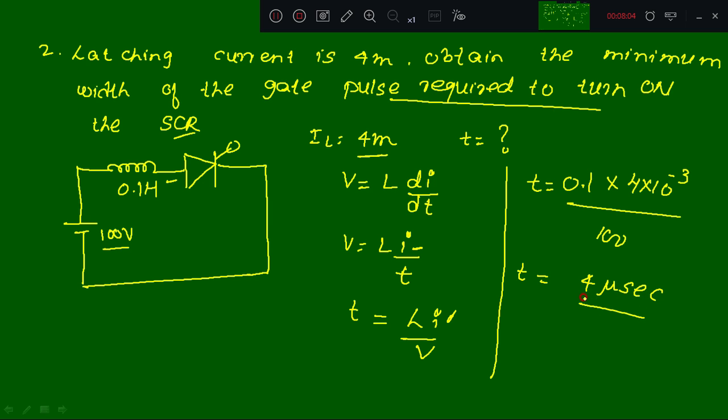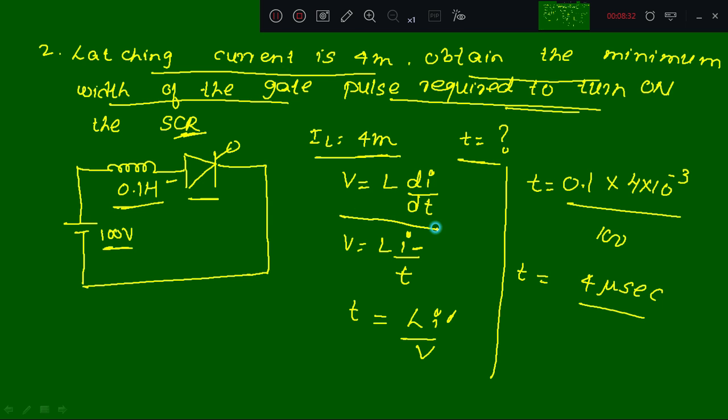This is the way how we calculate the duration of the pulse. I'll repeat this numerical once again. The latching current is 4 milliamps, means IL is given as 4 milliamps. Obtain the minimum width of the gate pulse, means this T I am supposed to calculate, which is required to turn on the SCR. In the circuit we have power supply, inductor and then SCR. Then voltage across the inductor is given by the formula V equals L di by dt. Here they have asked this small t, so this formula becomes L into I by t. I am supposed to calculate t.